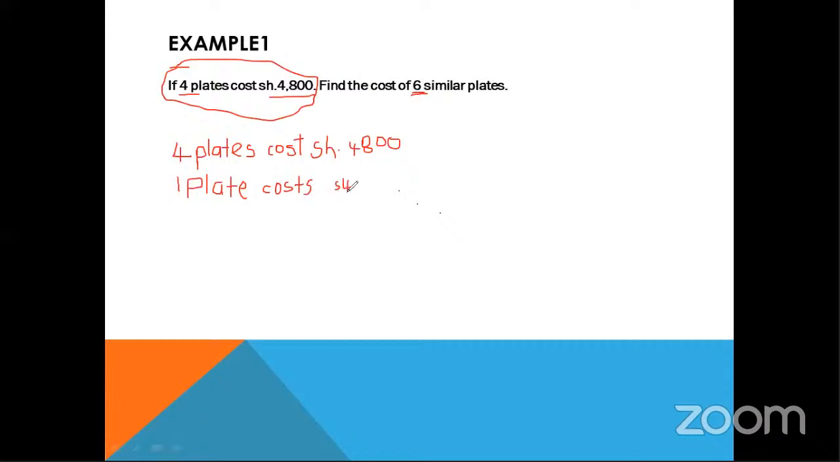1 plate costs 4,800 shillings. So to find the cost of 1 plate, we must divide it by 4. When we are dividing, we can say 48 divided by 4, but 4 and 4 can be divided. So you can say 4 divided by 4, you get 1.